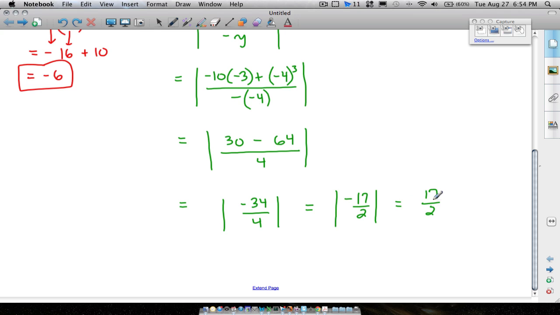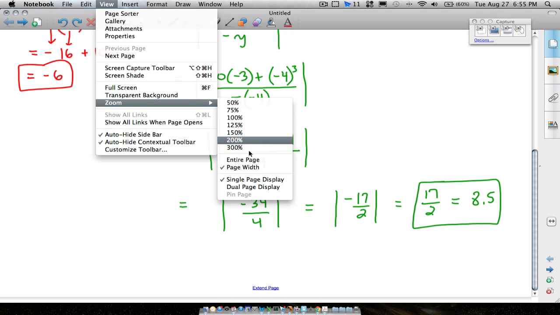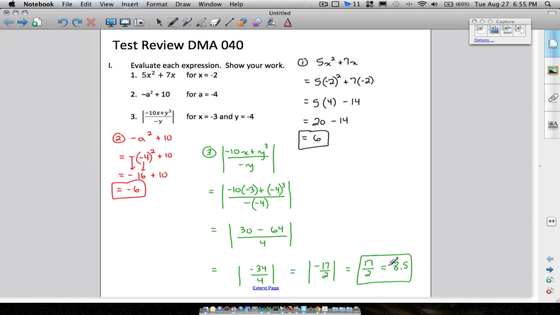Now you can leave it as it's not a nasty decimal. I mean, you could leave it as a fraction, that's totally fine. But 17 divided by 2 is 8.5. So either one of those are acceptable here. Most of the time, as you've been working through the homework problems, you probably have noticed you're leaving these answers as fractions, but that's not a nasty decimal, so we can use that as well.